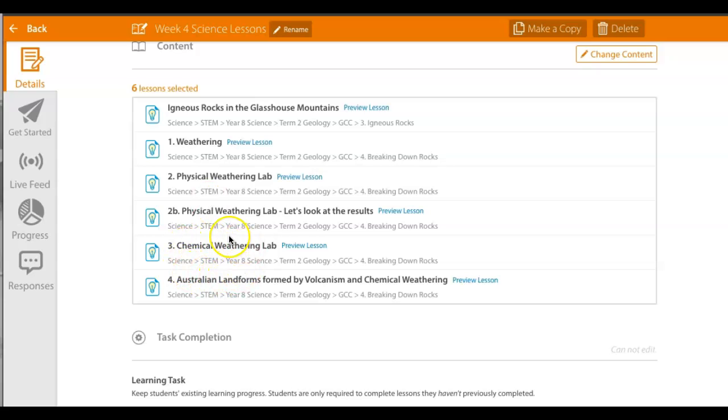A virtual chemical weathering prac. And last but not least, Australian landforms and how they've been formed by volcanism and chemical weathering. That's to try and actually help you to see how this information that we're learning about is applied in the context of Australian landforms that we know quite well today. So they're the 6 lessons that you need to complete, and then you will need to go and complete another pre-quiz for week 5 homework. So that's week 4 in a nutshell. If you have any questions, please let us know and we will get onto it for you.